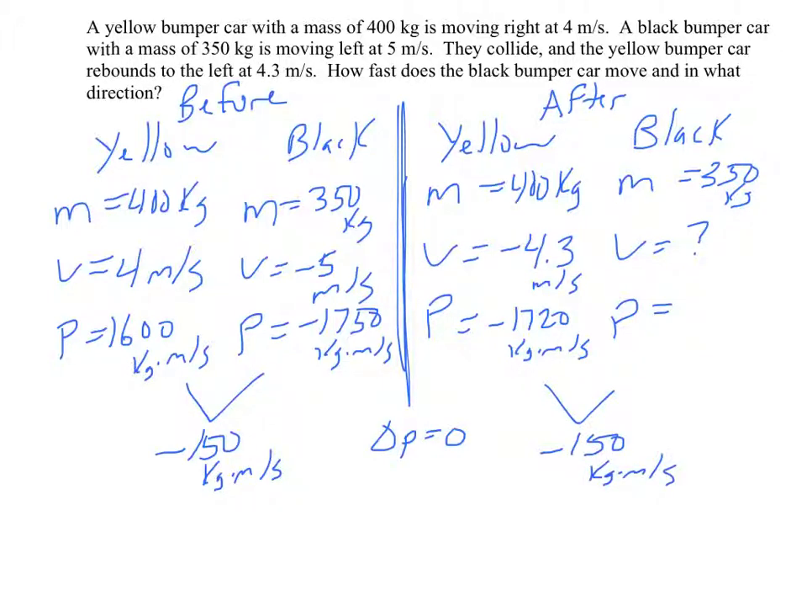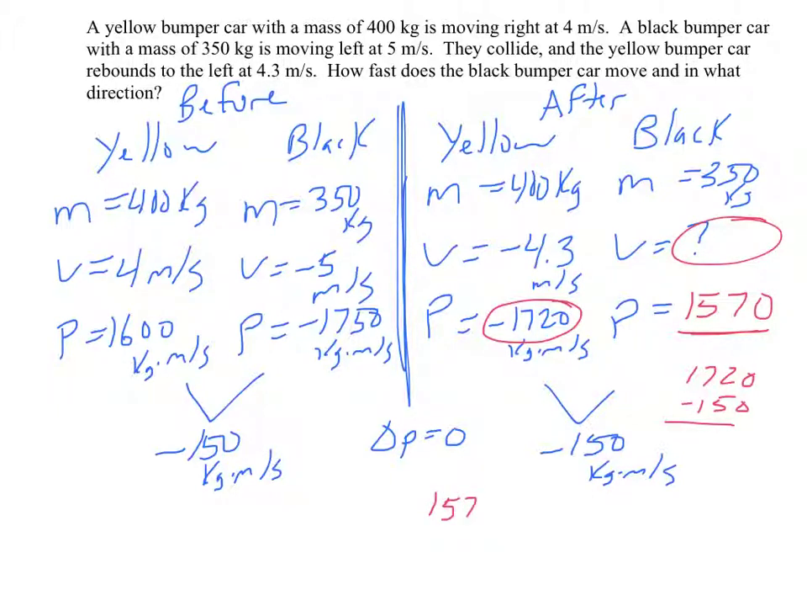And since this is negative 1720, we need some number that when you add it to negative 1720, you get negative 150. It's going to have to be a positive number, but it's going to have to be less than 1720. 1720 will get it to 0. We want it to be still negative. So it's just a matter of taking the difference, 1720 minus 150, and I get 1570. And if we want to confirm that, you can say 1570 plus negative 1720 does give you negative 150. So now we're going to find the velocity.